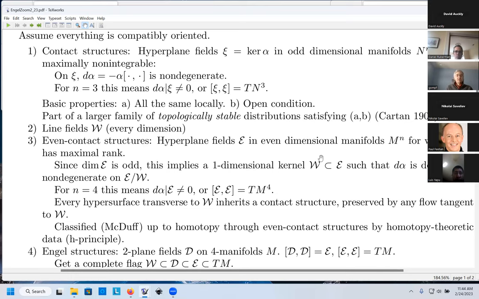So those two conditions together characterize Engel structures. And they're the last member of this family of topologically stable distributions. So what does this give us all together? Well, we start out with our two-plane field D that hands us an even contact structure, which is a three-plane field. That even contact structure then has a canonical line field in it. And it's not hard to deduce from what I've already said that that line field has to sit inside of the two-plane field. So we get a complete flag, which, given the orientability condition I've imposed, essentially trivializes the tangent bundle of the manifold.